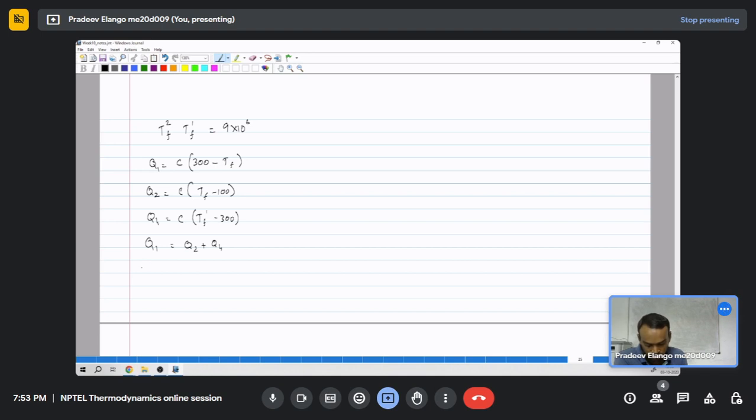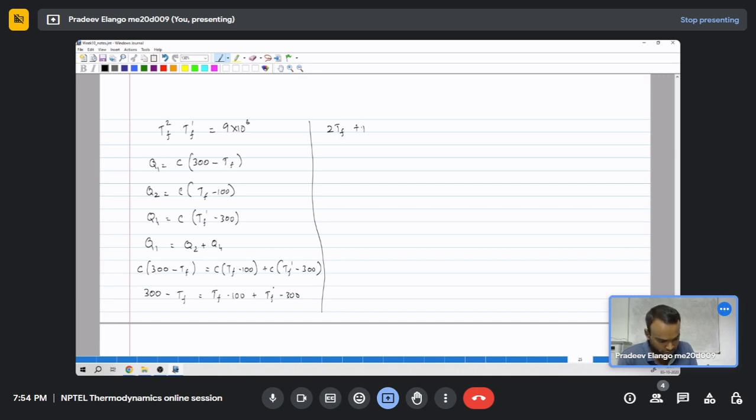Now we will have C into 300 minus TF is equal to C into TF minus 100 plus C into TF dash minus 300. So remove the C values, we will have 300 minus TF is equal to TF minus 100 plus TF dash minus 300. Then we will have 2TF plus TF dash is equal to 700. So TF dash is equal to 700 minus 2TF.